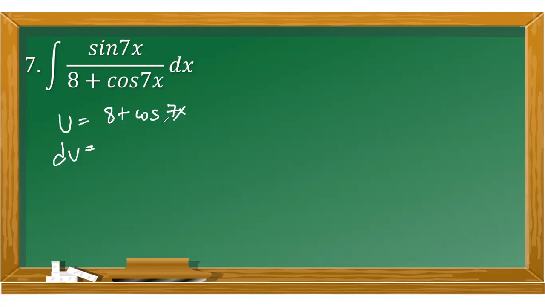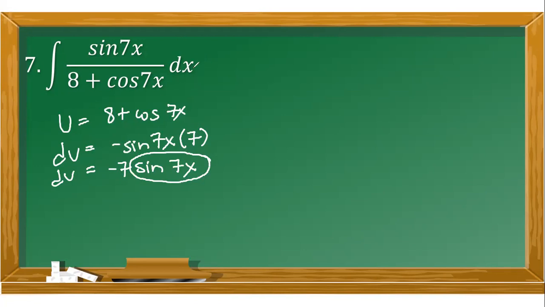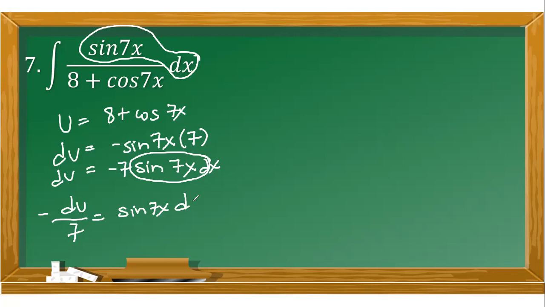So, the derivative of cosine 7x is negative sine 7x. Okay? Multiply by 7 by virtue of the chain rule. So, du is equal to negative 7 sine of 7x dx. So, we have sine of 7x dx. So, we can substitute it with negative du over 7.